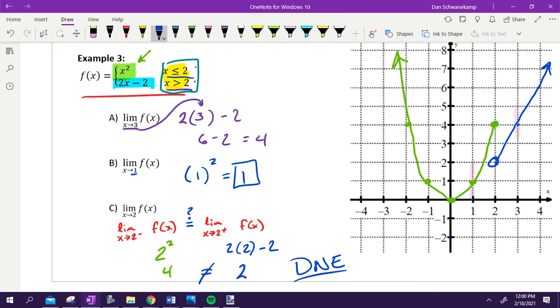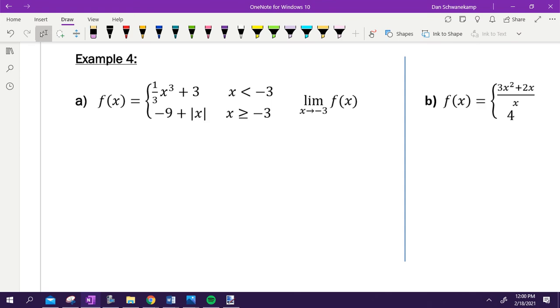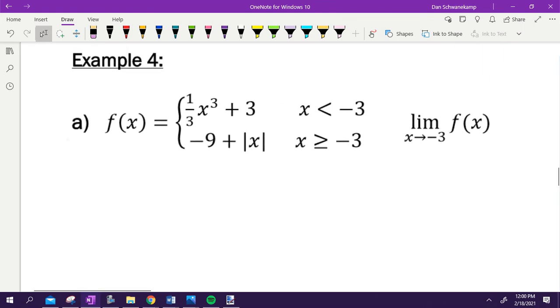Kind of makes sense on how we're making that decision. All right, let's go to the back side. On the back side, I didn't give you a graph. I just gave you some equations. Try number 4 with your neighbor real quick. See what you get. Show me your answer once you find it.